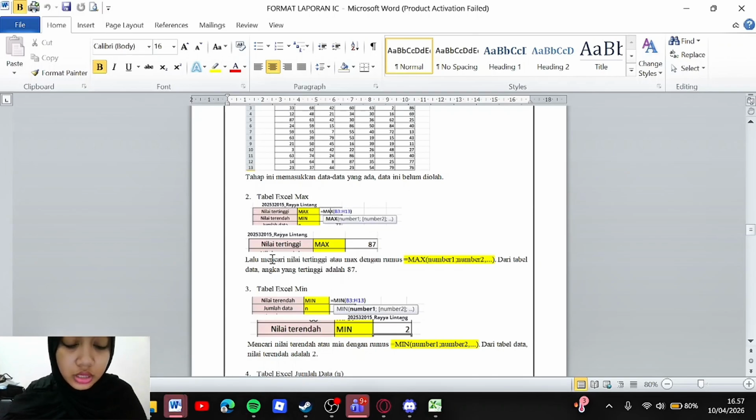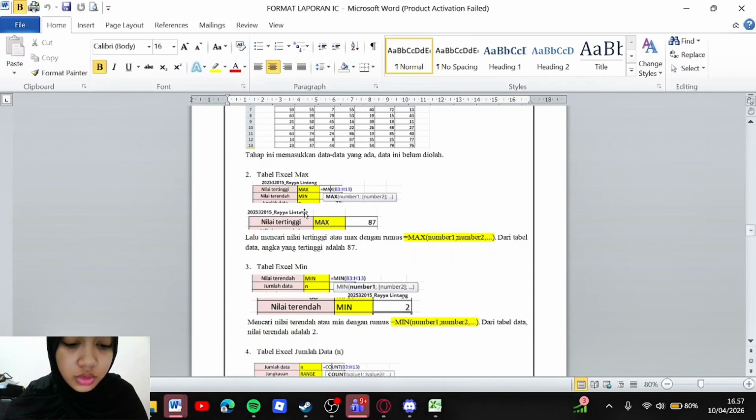To find the highest value in the data, we use the MAX formula. The formula is written as MAX(number1, number2), and this formula is used to determine the maximum value from the dataset. And the result is 87.